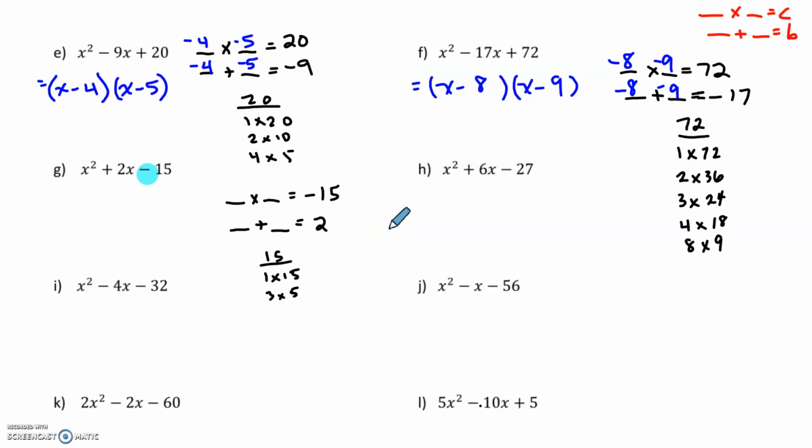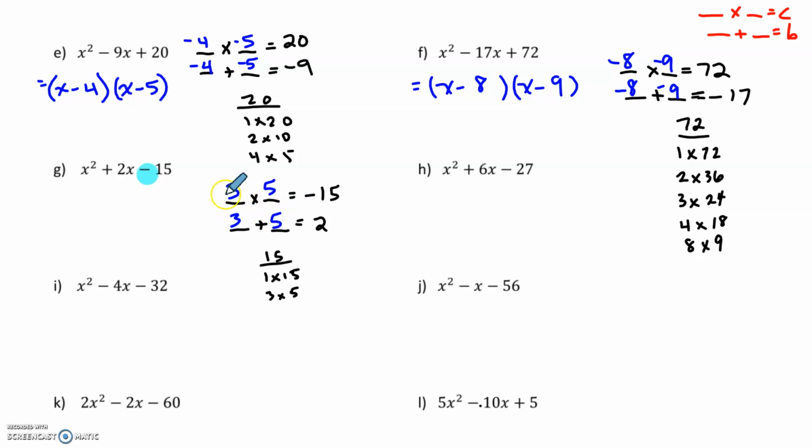Now we can see that 3 and 5 are what we're going to use, and it's not because they add to 2. This time it's the difference between them. The difference between 3 and 5 is 2. So when you have a negative c value, we're going to look at subtracting them, or the difference between. So we know it's going to be 3 and 5.